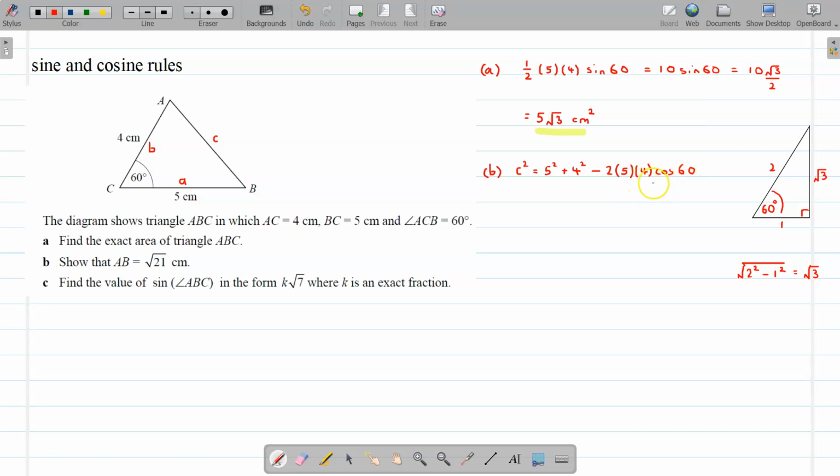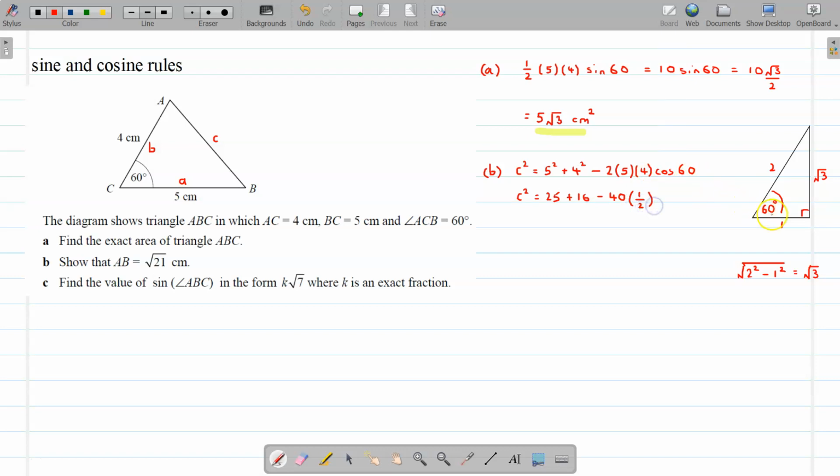Now, it is the case, as I've just described, that the cosine of 60 from this triangle is a half. So I can do this without any calculator. I can say that c squared is equal to 25 plus 16, minus 2 lots of 20, which is 40, and 40 times the cosine of 60 is the same as 40 times a half.